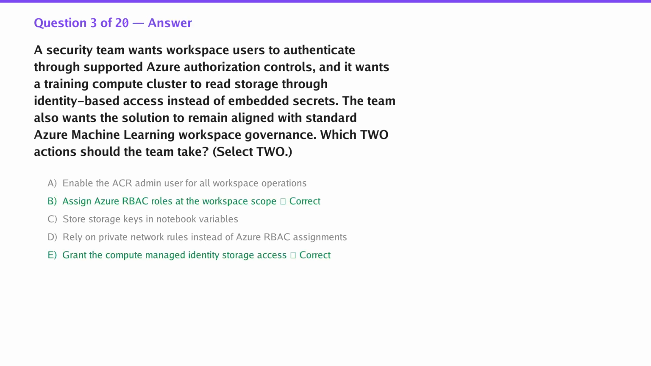The correct answers are option B, assign Azure RBAC roles at the workspace scope, and option E, grant the compute managed identity storage access.